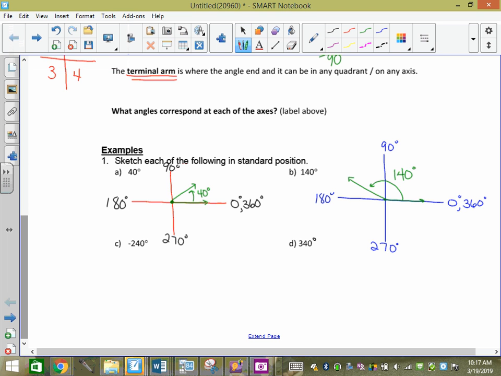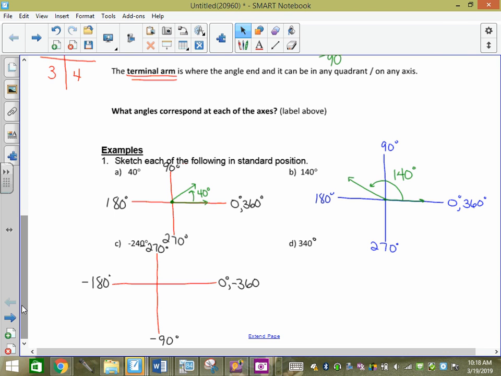Negative 240. We're going to label our axes clockwise. So 0, negative 90, negative 180, negative 270, negative 360. Negative 240 falls between negative 180 and negative 270. It's 30 less than 270, so I'm going to go up like that. Or I could say it's 60 more than 180. Either way, you still get to the same terminal arm. Negative 240.